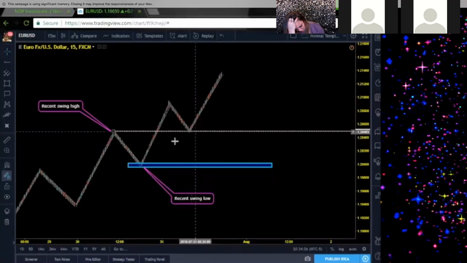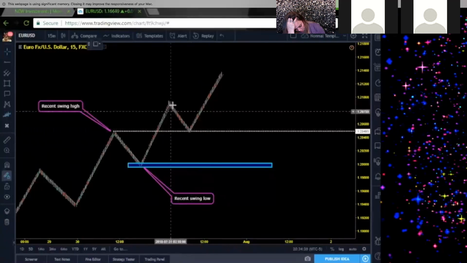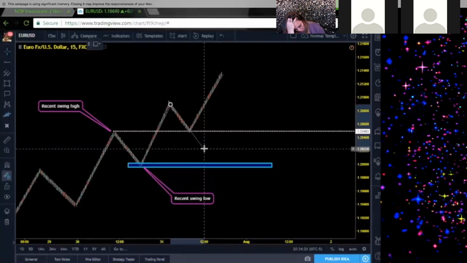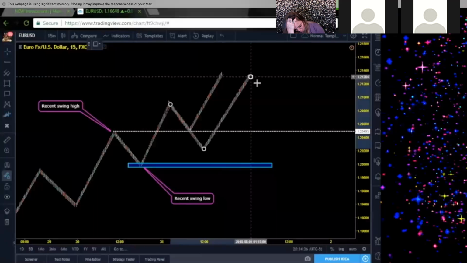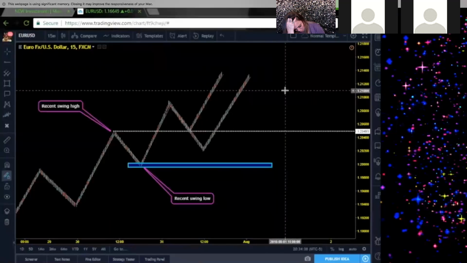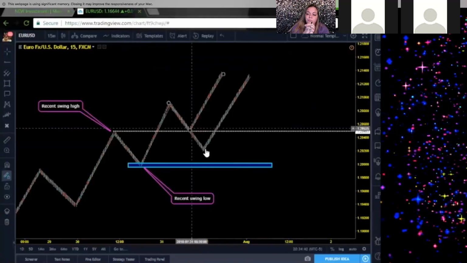Price loves to come back to right here, but price may also break that, and then guess what? Continue going. Time frame doesn't matter. The market may break this and then continue going.